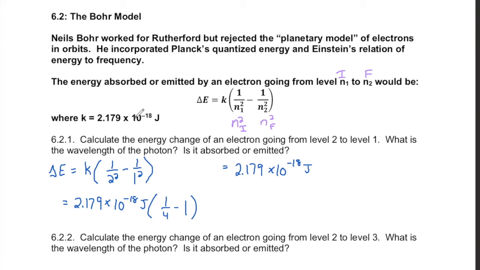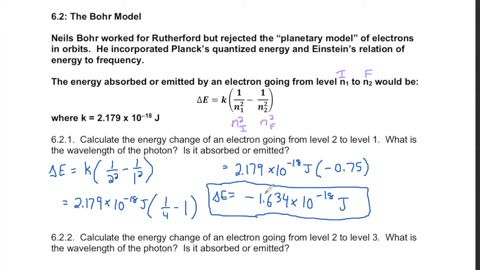And remember K, we have this constant of 2.179 times 10 to the negative 18 joules. And then this would be 1/4 minus 1, which would be a negative 3/4 or negative 0.75. And so that would make the energy change, this change in energy, equal to negative 1.634 times 10 to the minus 18 joules. And since it's negative, this energy is being emitted.